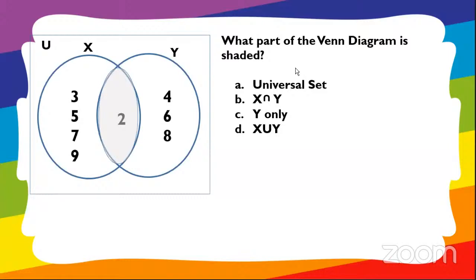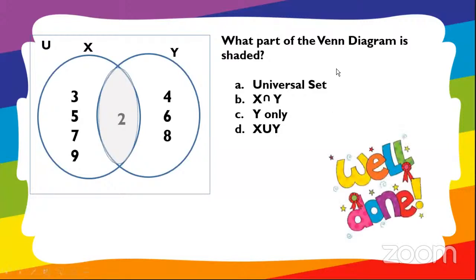Okay, if you said B, that would be correct. That is the area that is common to both sets, right? So it is in set X and also set Y. All right, great job.